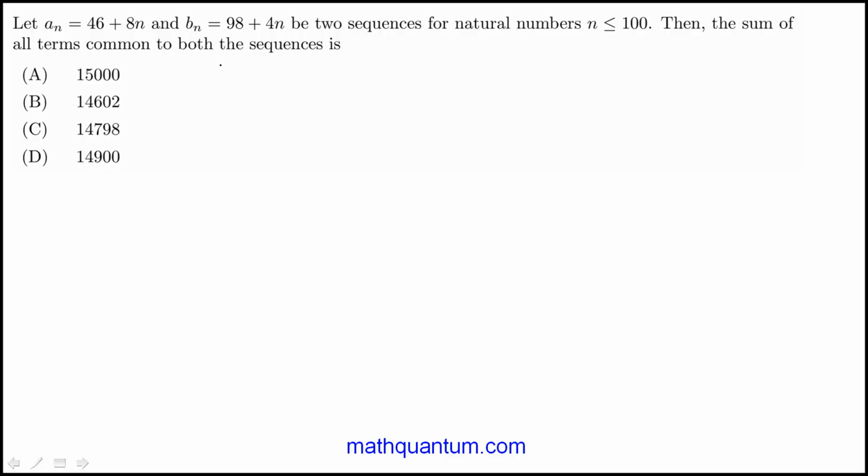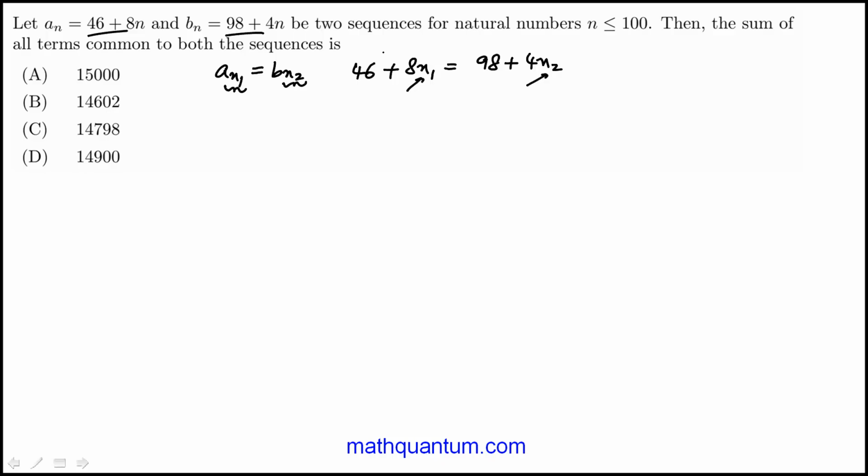So here the condition is that these two sequences, their terms must be identical, meaning we need to identify those. And the n values will be different for these two sequences. If I use n1 for the first one, the condition would be 46 plus 8n1 is equal to 98 plus 4n2. So what I'm really trying to do is to find a relationship between these two positions in the sequences where they are identical, and then figure out a pattern for those values.